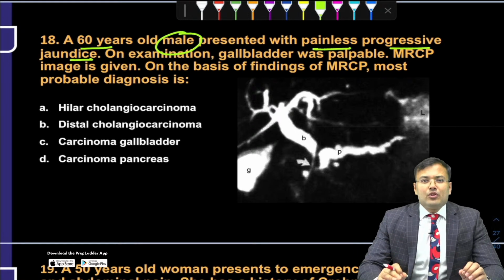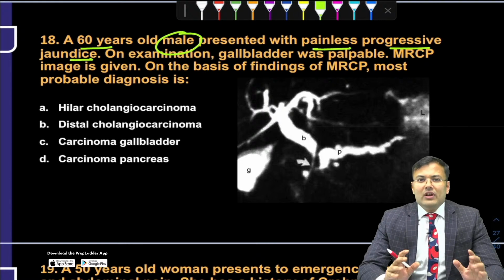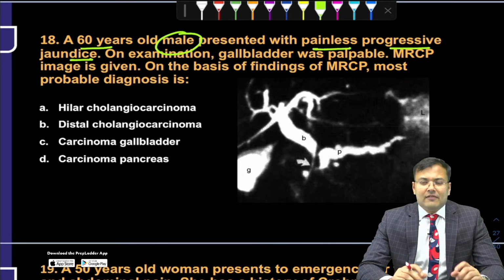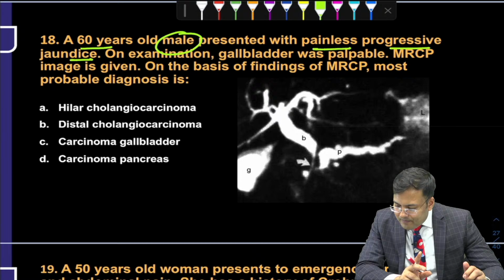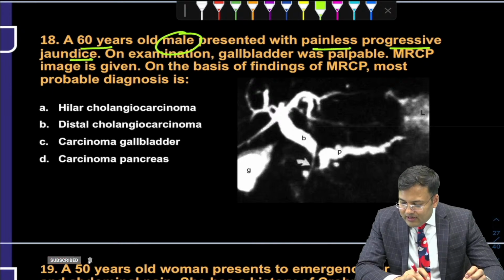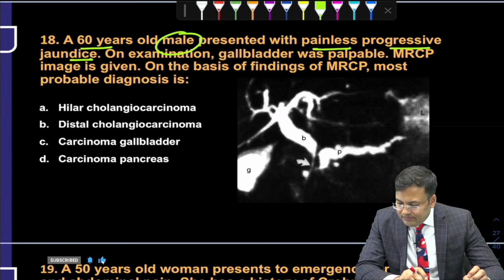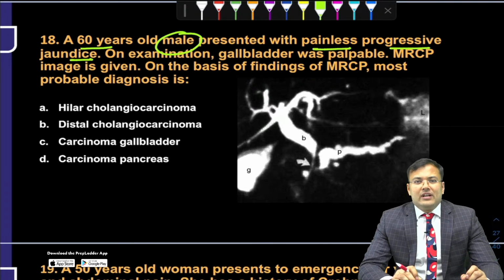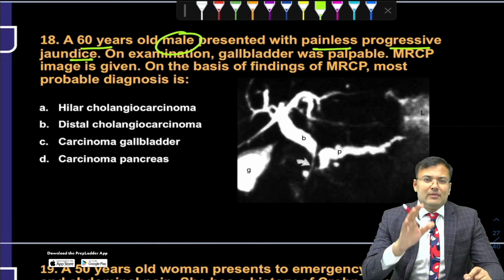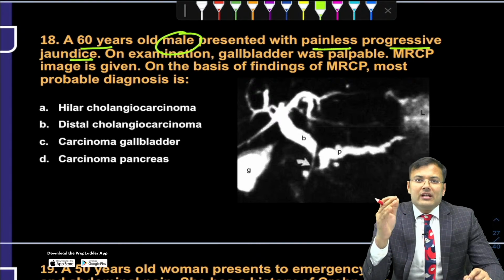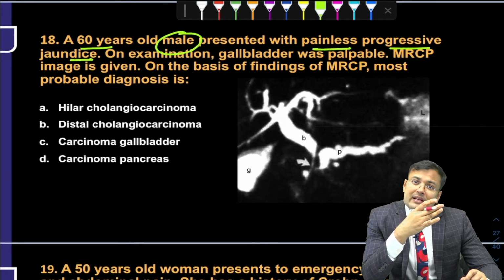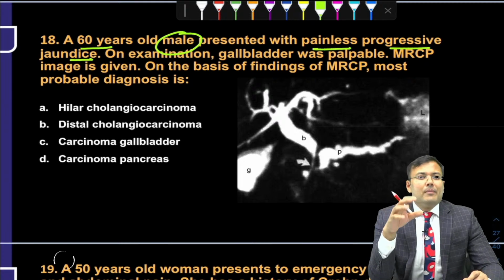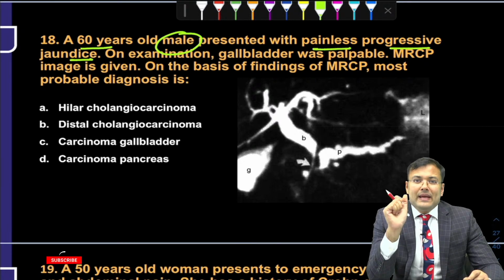Tell me, painless progressive jaundice is the classical feature of cholangiocarcinoma or it's the classical feature of carcinoma pancreas? No, not gallbladder carcinoma. First person to reply correctly: painless progressive jaundice is classically seen in cholangiocarcinoma. See, there is progressive jaundice in carcinoma pancreas. Initially it's painless, later it becomes painful. But in cholangiocarcinoma, it is classically painless.